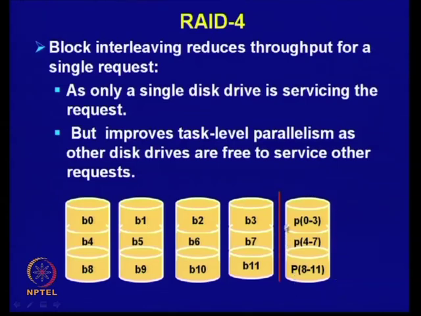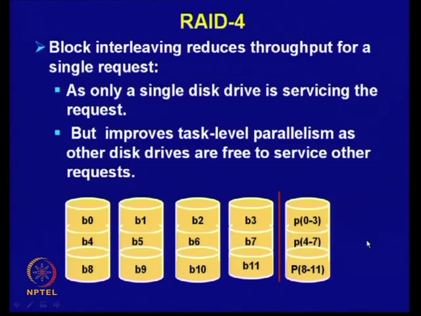That means, whenever you are trying to perform writing, you have to access that particular disk. And also, suppose you are reading block B0 and block B5, writing block B0 and writing block B5. So, what you have to do? You have to access block B0, you have to access disk D0, disk D1, and also you have to access the parity disk twice, because you have to modify this P0 to 3 and P4 to 7. So, this leads to a bottleneck.